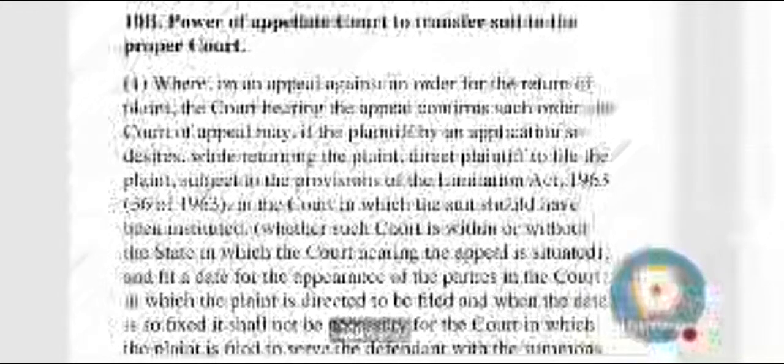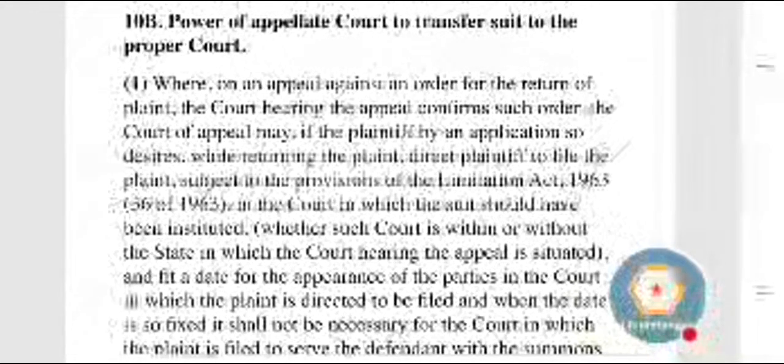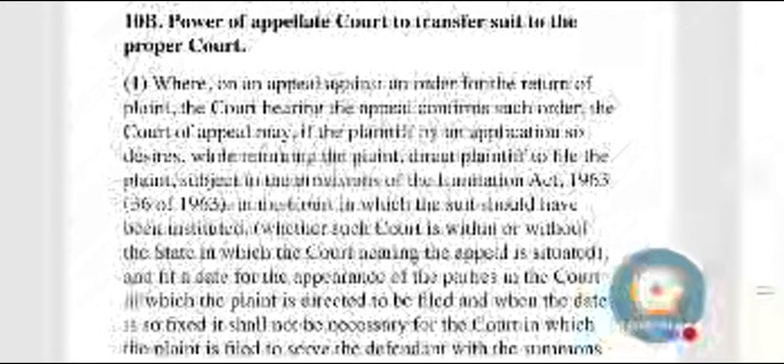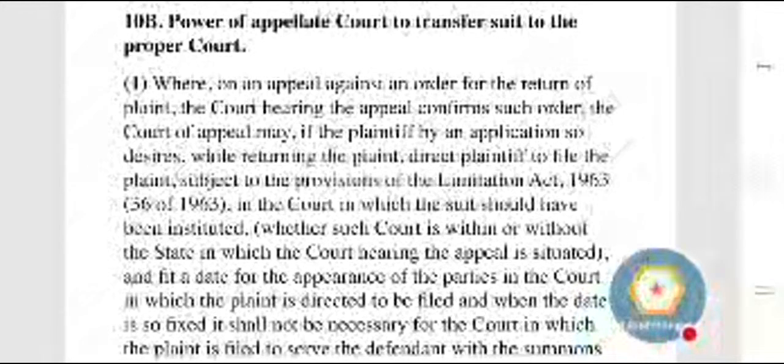But in rule 10B, it is the power of the appellate court to transfer the suit to the proper court. What has been said? Now rule 10B of order 7, sub-rule 1: where an appeal against an order for the return of the plaint, the court hearing the appeal confirms that order, the court of appeal may.